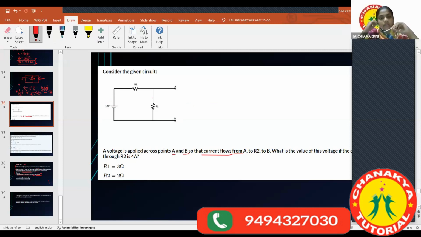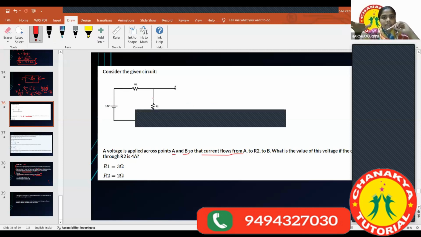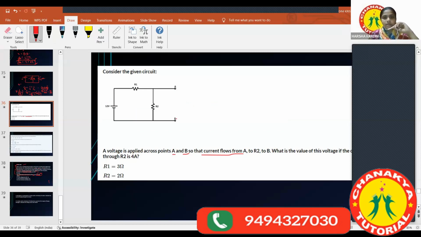Okay, so this is a circuit. Yesterday I asked you whether the circuit is series or parallel. So this is basically a series circuit, right? The ends don't meet, so it comes under series. This is a series circuit.